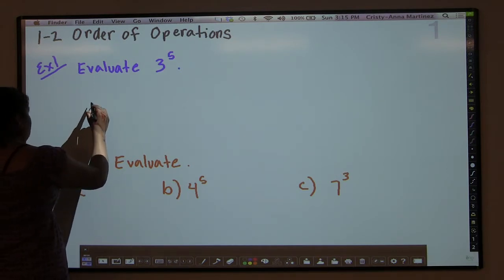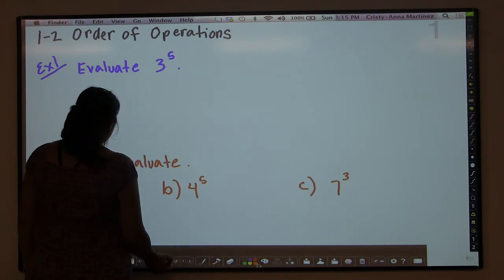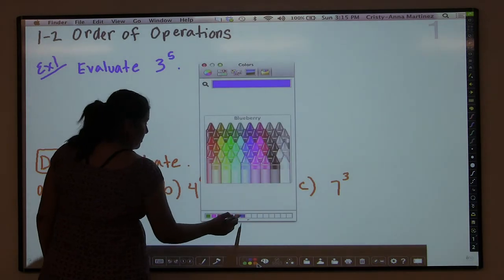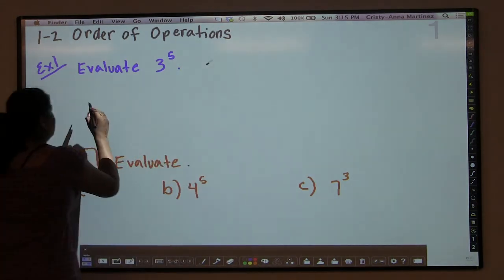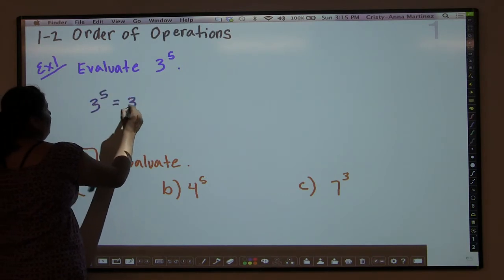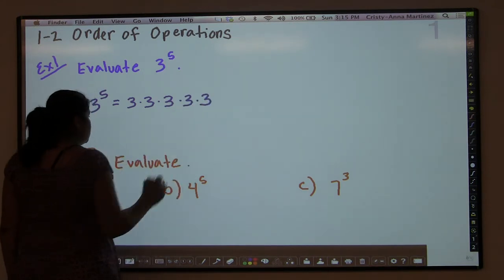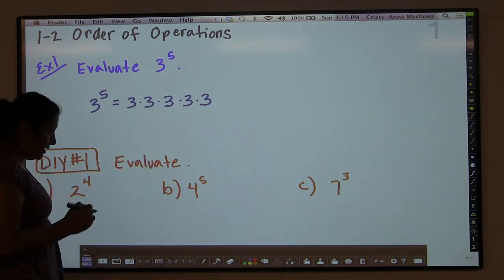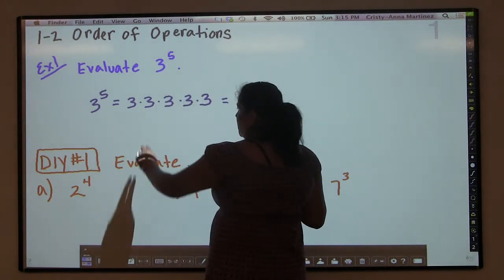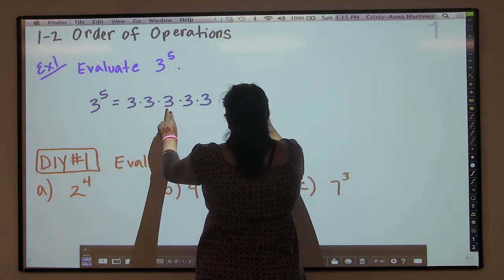And how we do that is we take 3 to the 5th power, which literally means to take 3 times itself 5 times. So 3 times 3 times 3 times 3 times 3. All right? So what we can do is we can just go in order. We know 3 times 3 is 9, and 9 times 3 is 27.